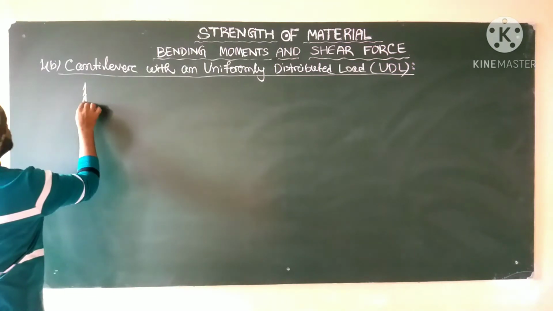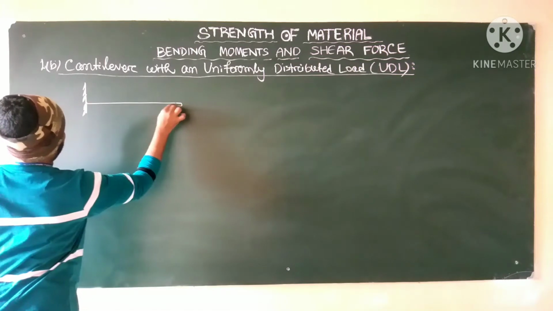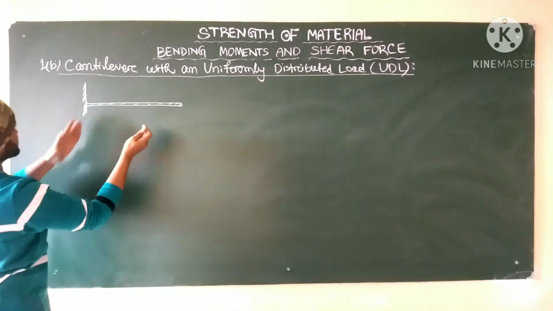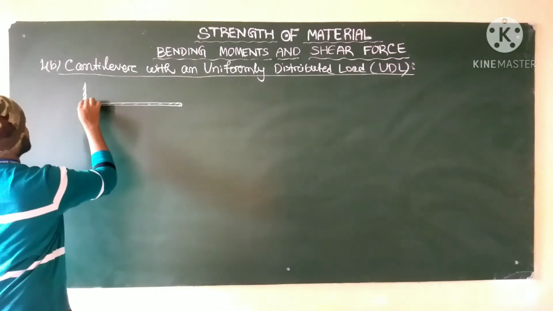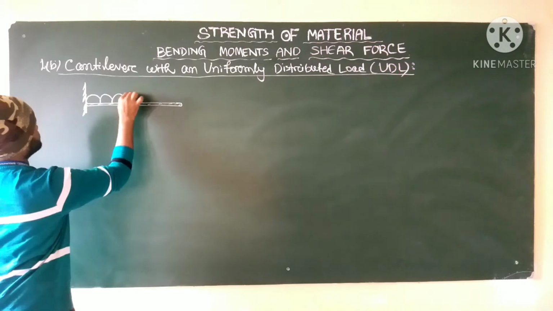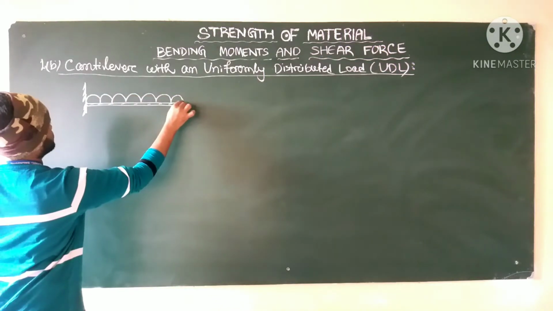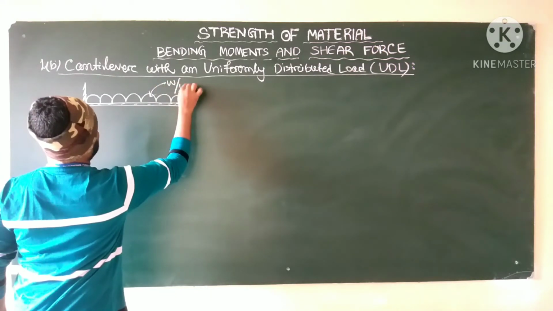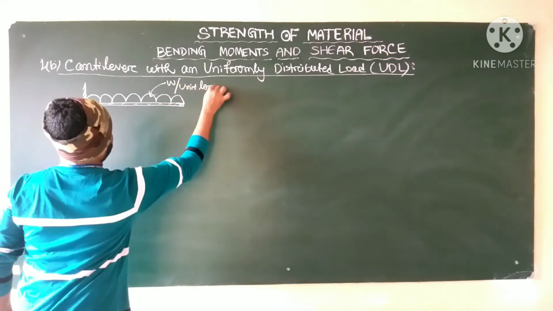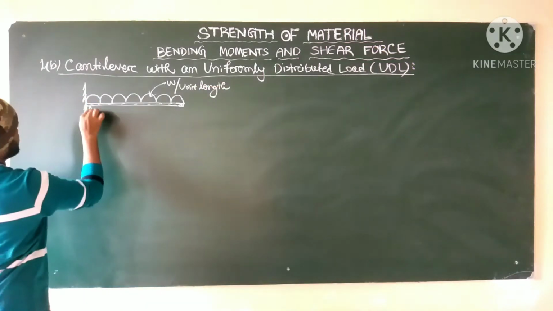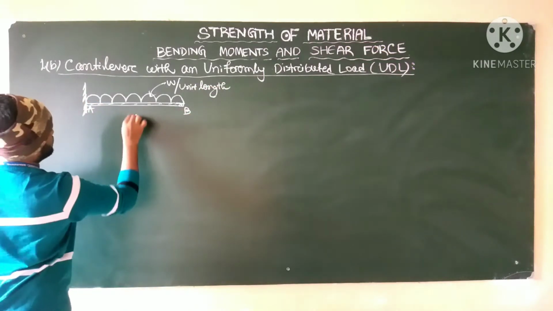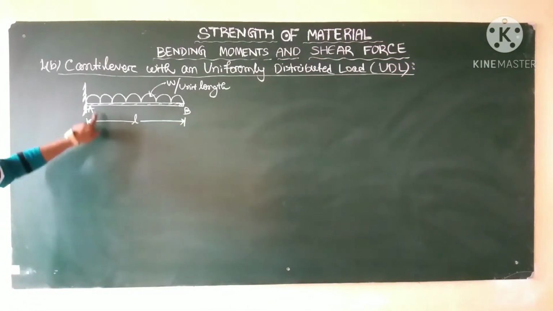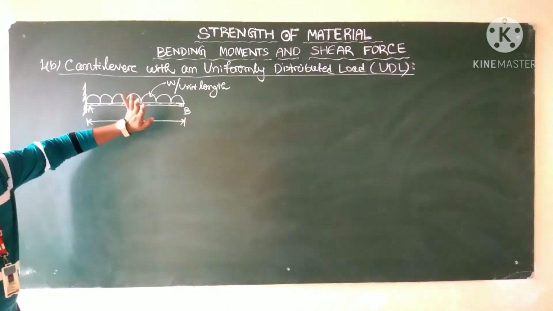Here is the fixed side. Here is the beam. This is the cantilever beam, one side fixed, another side free. This is the uniformly distributed load, W per unit length. The beam AB has length small l. This is a cantilever beam with a uniformly distributed load.